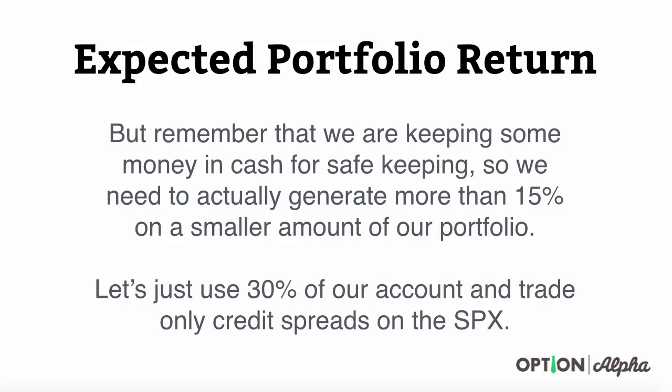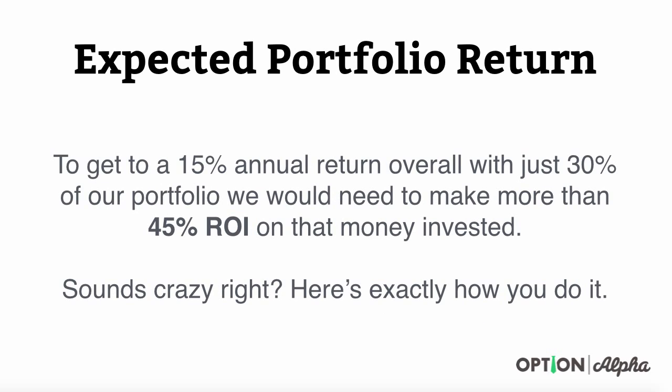For the sake of this video, let's just say that we want to use 30% of our account and trade only liquid index, and it's got really good option pricing. So we're going to use that for this video and say you trade it all year, only credit spreads on the SPX. So to get to that 15% annual return overall, with just 30% of our portfolio, we would actually need to make more than 45% return on investment on the money that we have invested. So that's the actual figure that we're targeting, somewhere around 45% return on that figure.